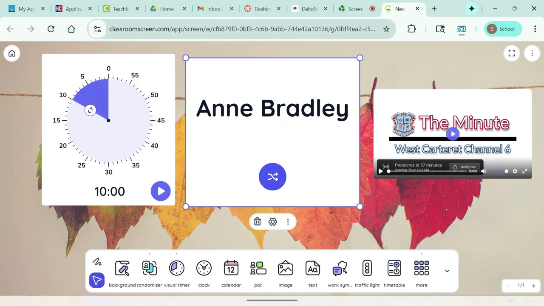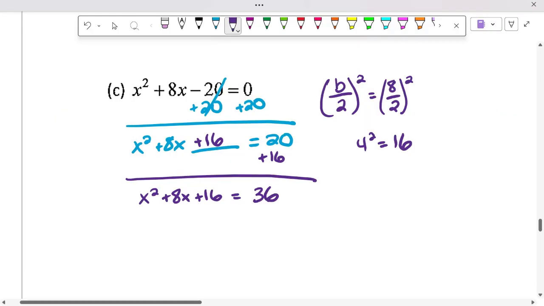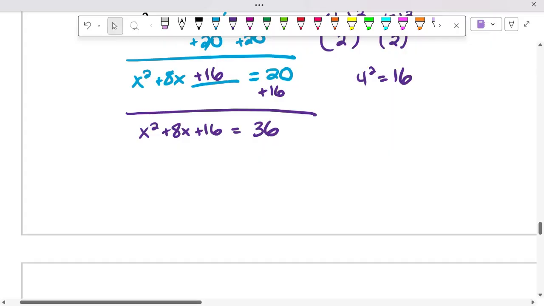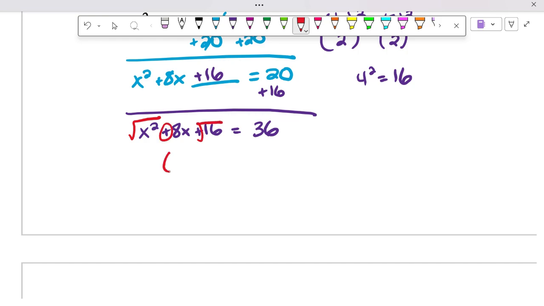All right. Blake, what's your next step from here? So we can't do that yet. All right, because that'll just kind of undo what we already did. So this is where you would factor it. So you would take square root of the first, last, keep the sign of the second. So what would you get, Blake? Right. So x plus 4 all squared is equal to 36.